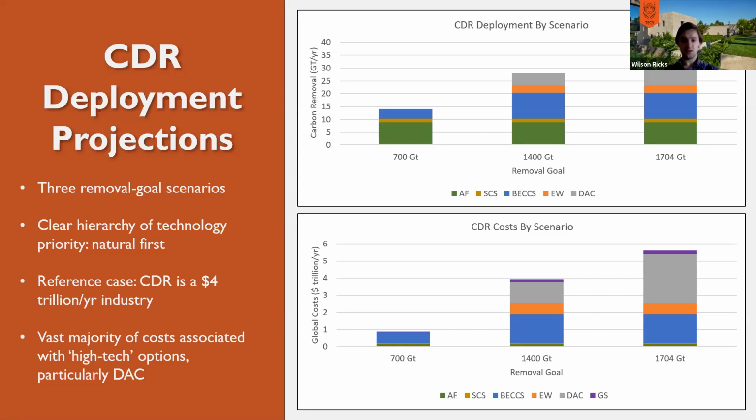We find that this cost actually varies quite a bit depending on the removal goal. For example, going from 700 to 1400 gigatons increases costs by almost 4 times. And that's because the expense of these high-tech options really starts to kick in once you hit the biophysical limits on the more natural low-tech options.